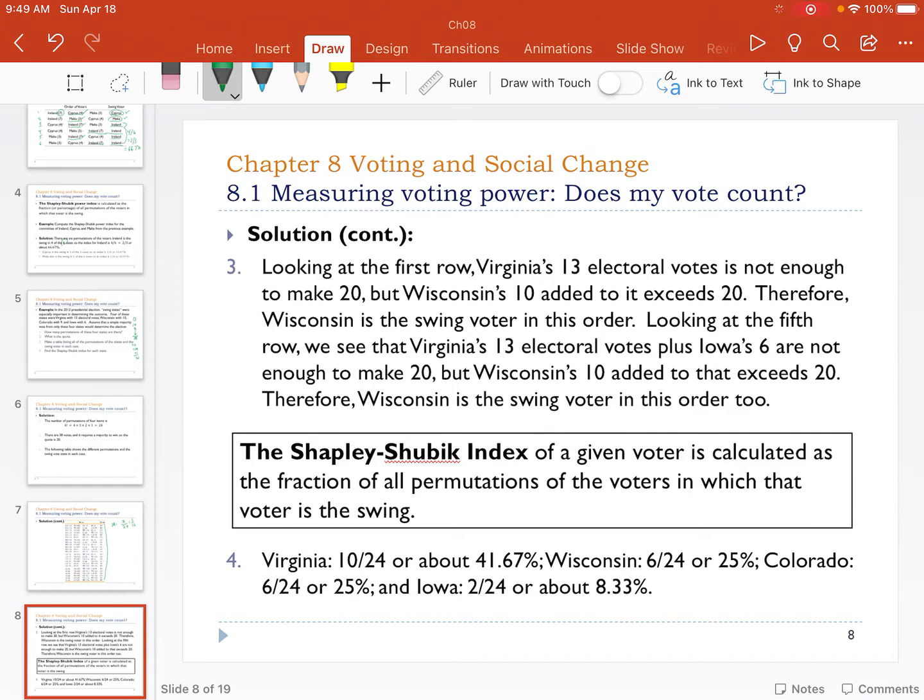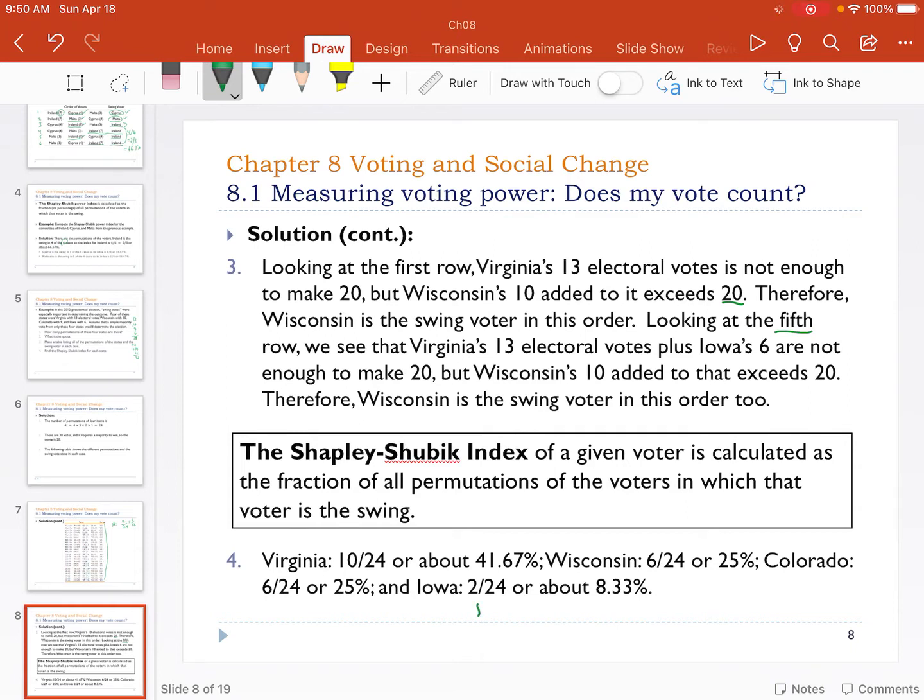So they go through talking at the first row, and Virginia is not enough to get to 20. So they show you how you have to exceed 20 or more. And that was the first line. And they take a look at the 5th row and have a further explanation on that if you'd like. So you can definitely check that out if you want. And anyway, Shapley-Shubik has calculated this fraction just like before. It's kind of the same idea, except you don't have more than 1 on the same line. And you don't have none on the same line either. You always have exactly 1 swing vote for every single instance.